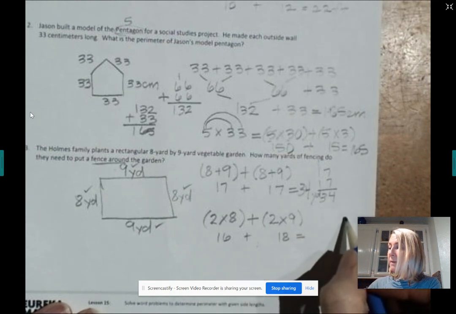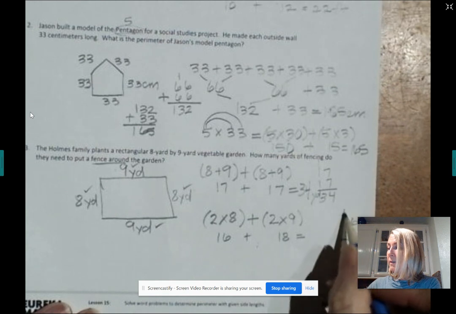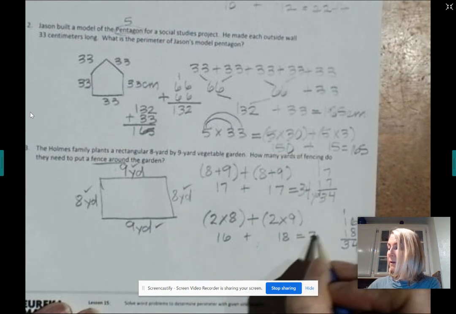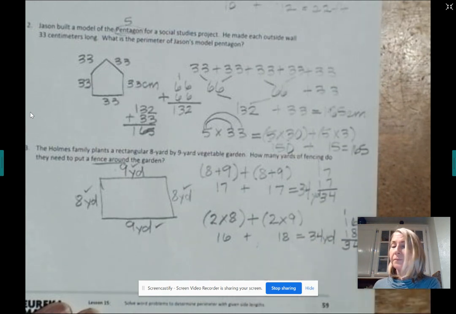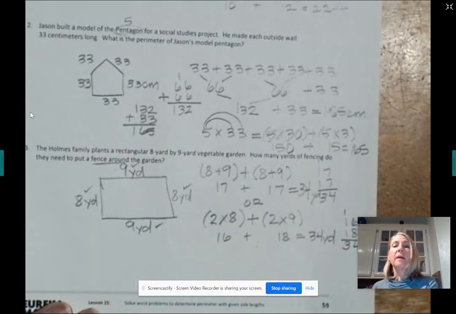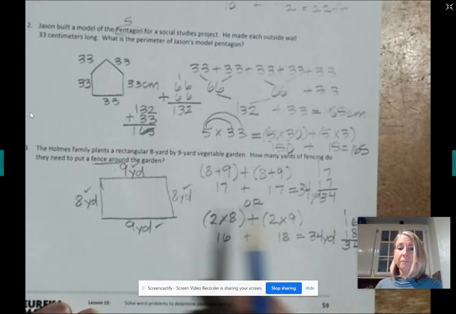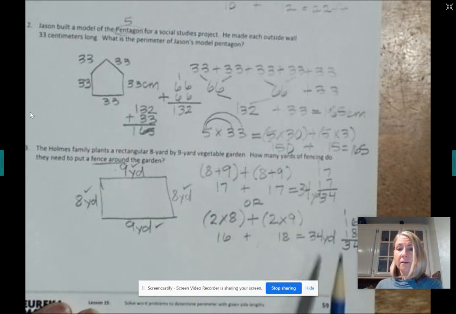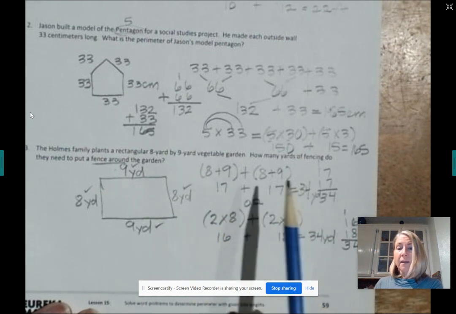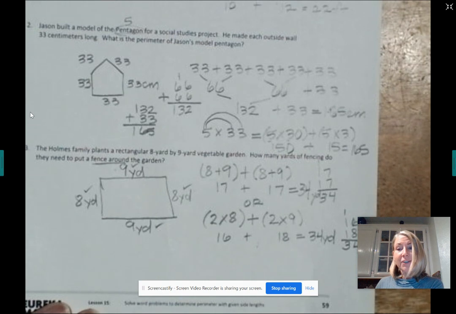And if I add those up, 14, I still get 34 yards. Okay, so this is an either-or. Again, I want to show you because I know so many of you will gravitate towards this style of solving it, and I know a ton of you are going to like this one better. So it's always good to have options, right?